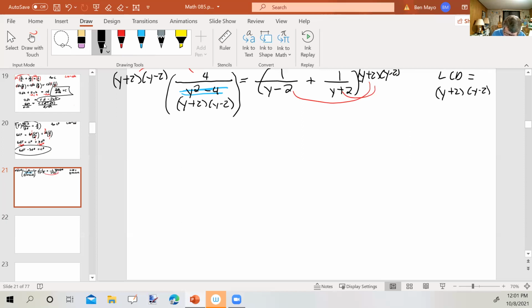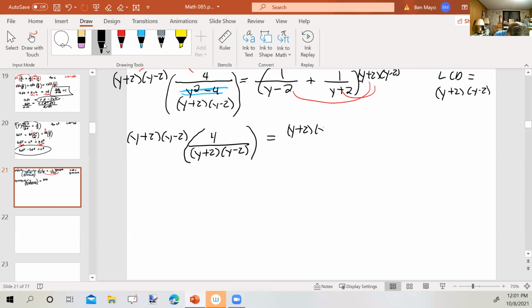On the left side, I have y plus 2 times y minus 2 times 4 over y plus 2 times y minus 2 equals, on the right side, y plus 2 times y minus 2 times 1 over y minus 2 plus y plus 2 times y minus 2 over y plus 2. And I switch the order and put the LCD in front of each case.